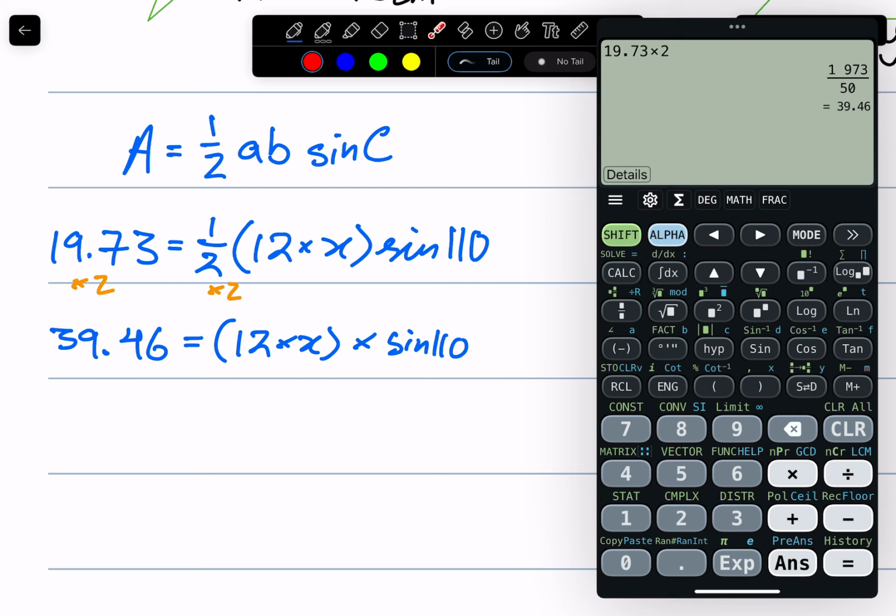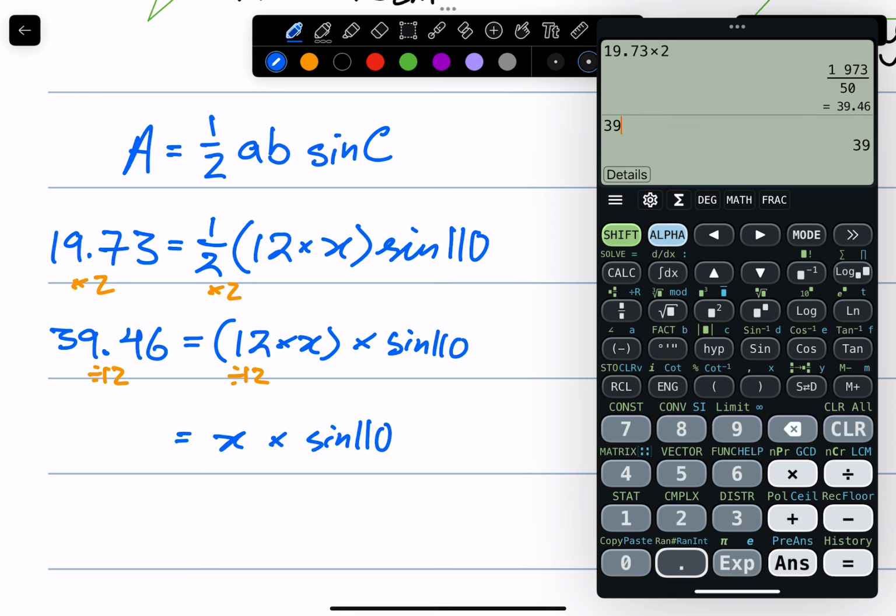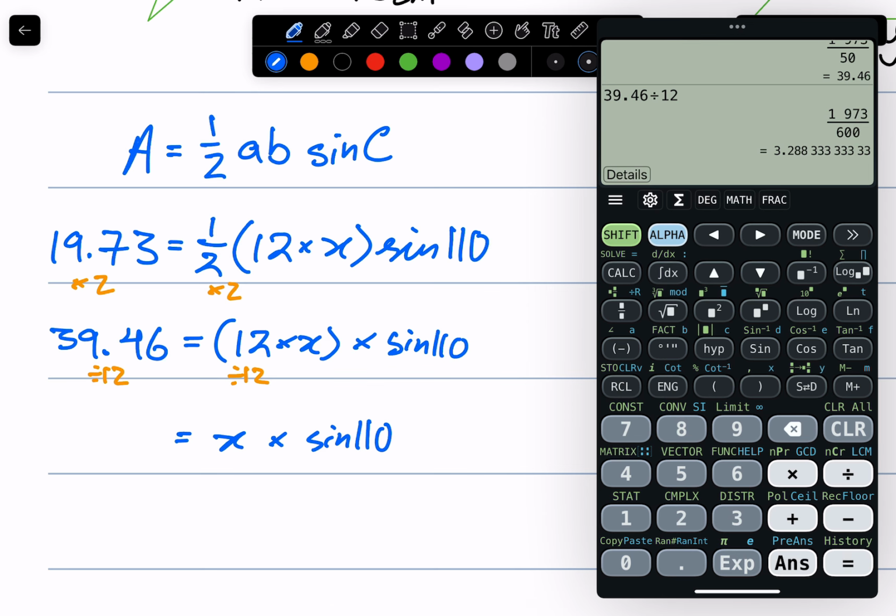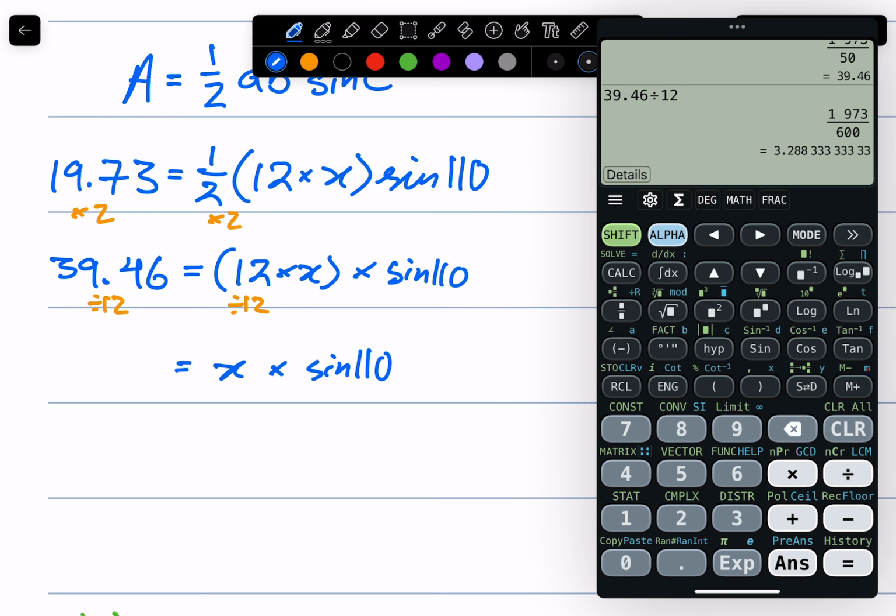Since this is times 12, the next step is we would divide by 12. So on the right-hand side, the 12 disappears. We're left with x times sine 110. And on the left-hand side, 39.46 divided by 12. We get that number. Let's try and use as many decimal places as we can: 3.28833.